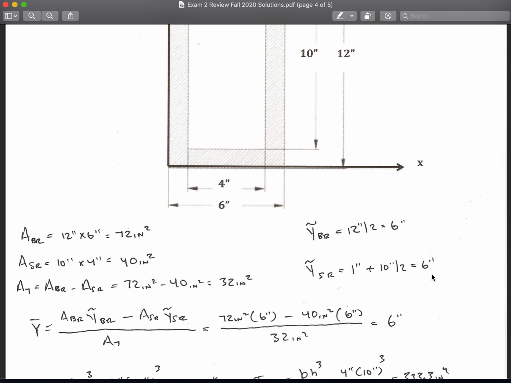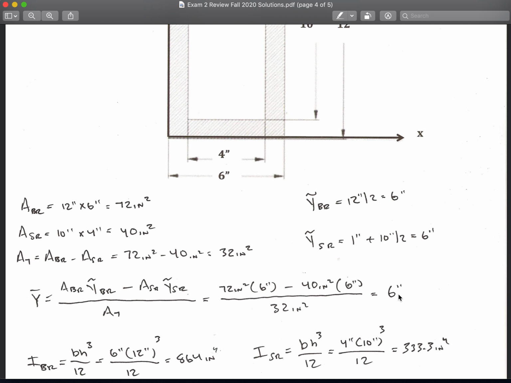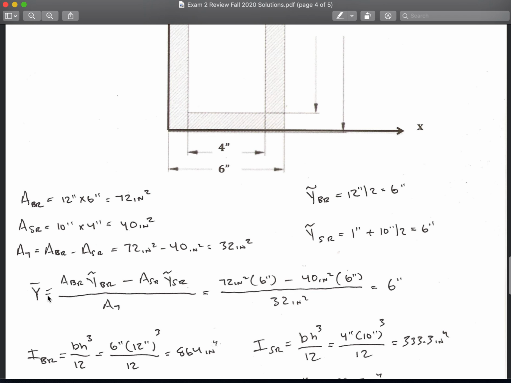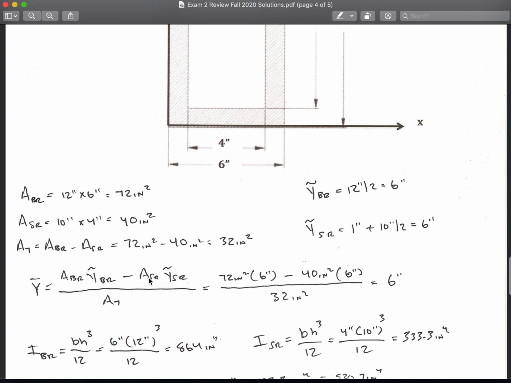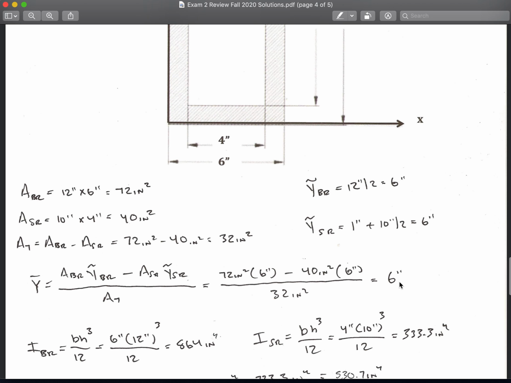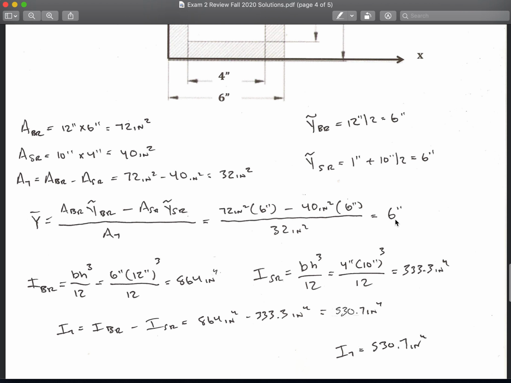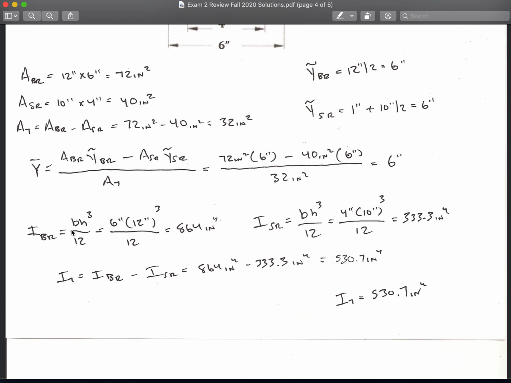Okay, so in class I pointed out that if the y squiggles are the same, then the overall y bar is going to be the same, which we can see here, but just going through the math for homeworks and exam, y bar is A_br times y squiggle_br minus A_sr times y squiggle_sr, the areas times the squiggle, divided by the total area, which is 72 times 6 minus 40 times 6 divided by 32, which does confirm 6 as the overall centroid. Okay, so then now I've got that answer. The next bit is to do the moment of inertia about the x-axis for the big rectangle and the small rectangle, and then subtract them for our total.